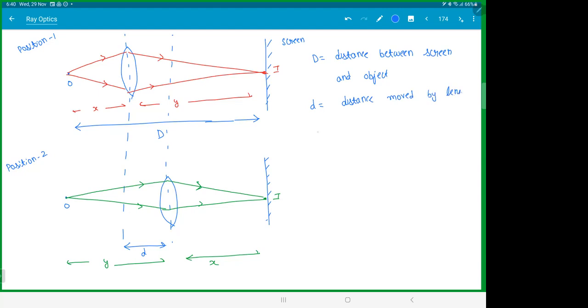So if you apply the lens maker equation, look at this thing. You apply position 1 or position 2 to see what happens. 1 by V, V is Y here, minus 1 by U, U is minus X, is equal to 1 by F. Suppose I use the second position, here V is X and U is minus Y, so 1 by X minus 1 by minus Y is equal to 1 by F. Did you see both the equations are same? So you can interchange X and Y and you still get the same thing.